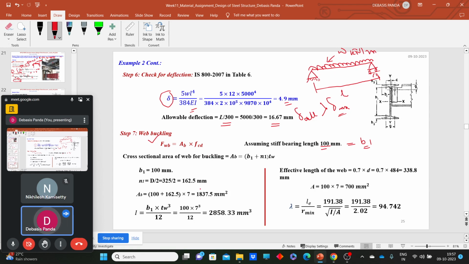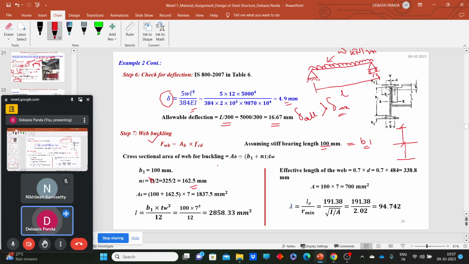What is N1? On the previous class we have seen that it is nothing but the half portion, from the top to the neutral axis. That means it is nothing but the overall depth divided by 2, or H divided by 2. H for ISLB is 325 mm. So 325 divided by 2 comes as 162.5 mm.